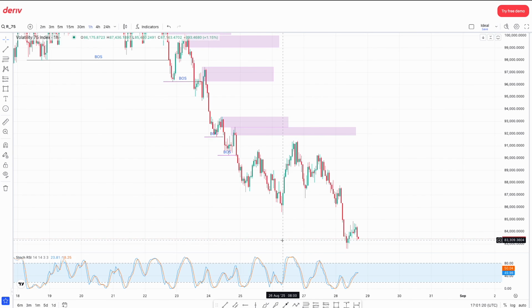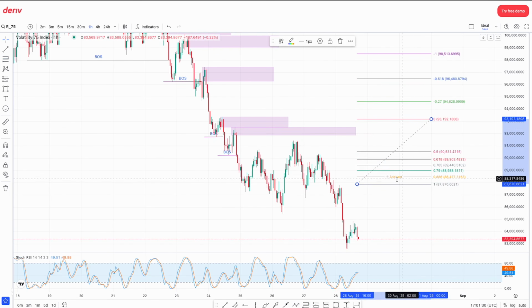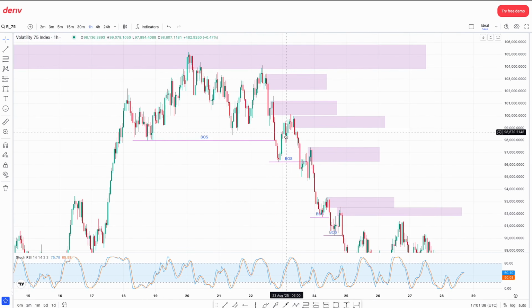Sometimes the market may not get there, but there's a way to still take the trade, which is using the Fibonacci retracement tool. So I customized mine. You can follow the settings to customize yours. It's pretty simple. So pause the video, customize yours, and you see how it works. So let's go back and still use the Fibonacci tool to see if it's going to work for us.